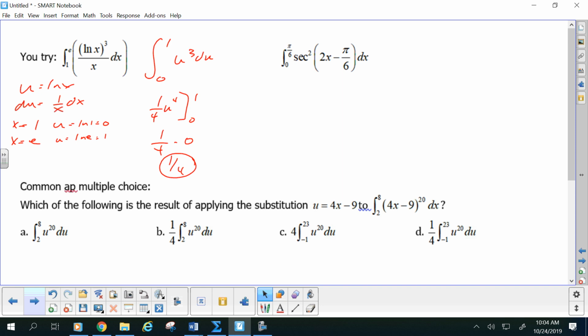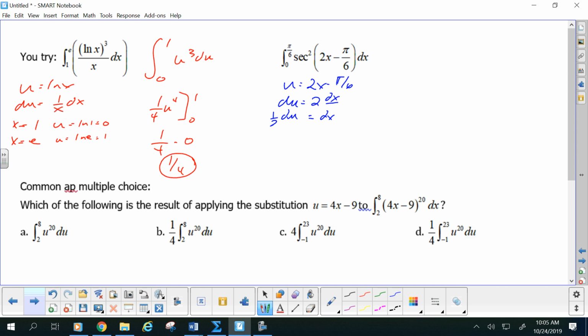Okay. Making sure you're on the right track. What's u? 2x minus pi over 6. What's du? 2 dx. Do you have a 2 dx? No, you have a dx. So you need to move that 2 to call it 1/2 du, yeah?